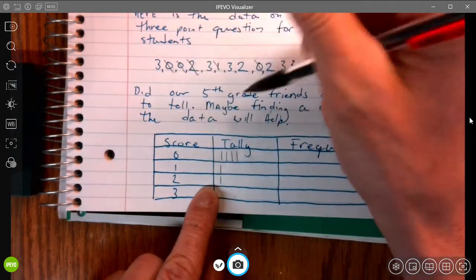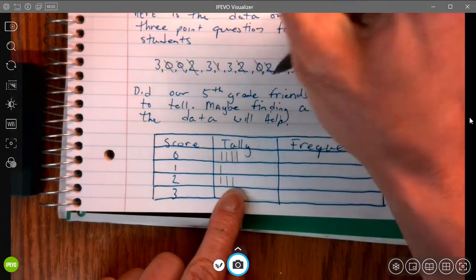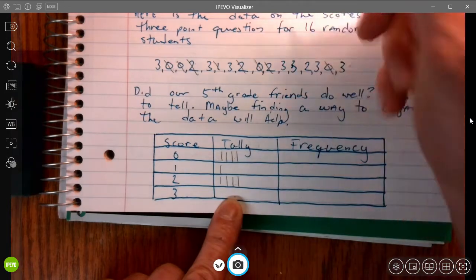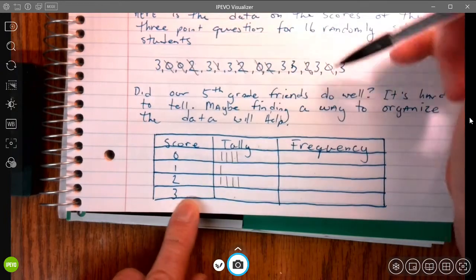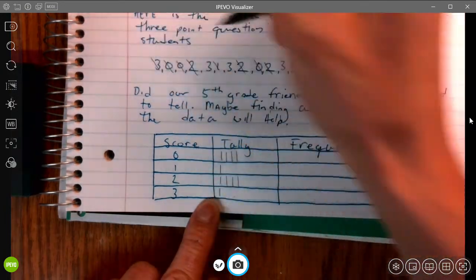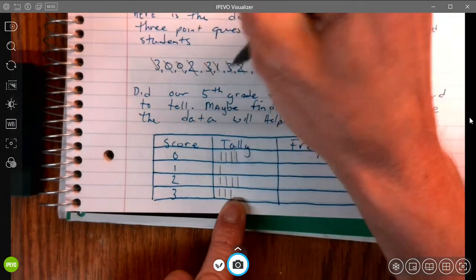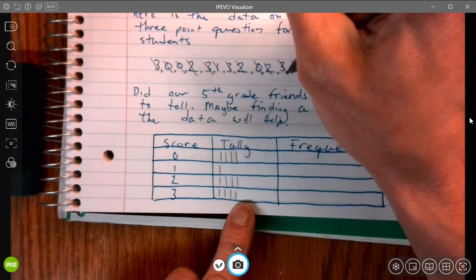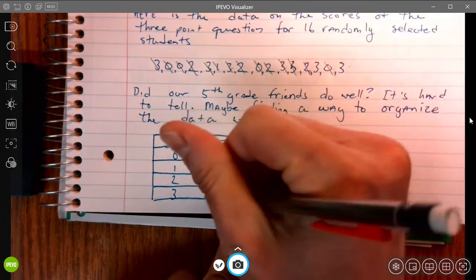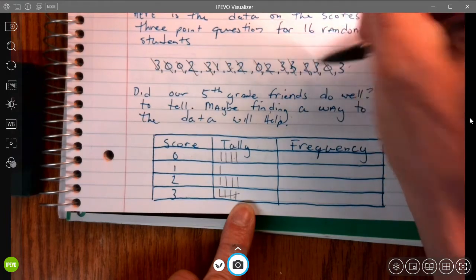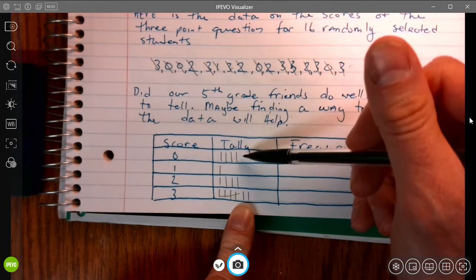1, 2, 3, 4. Okay, and last but not least, here let's tally the 3s. So 1 three, 2 threes, 3, 4 threes, 5 threes, 6 threes, 7 threes. Okay, so when you tally something, this is what it should look like.